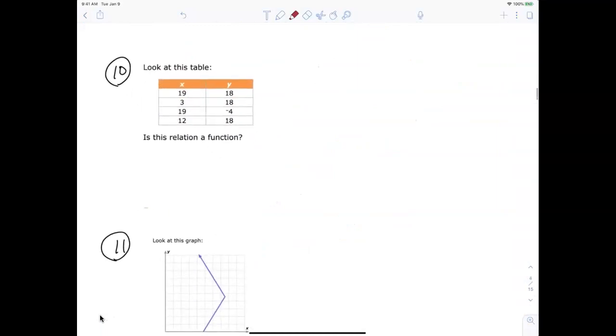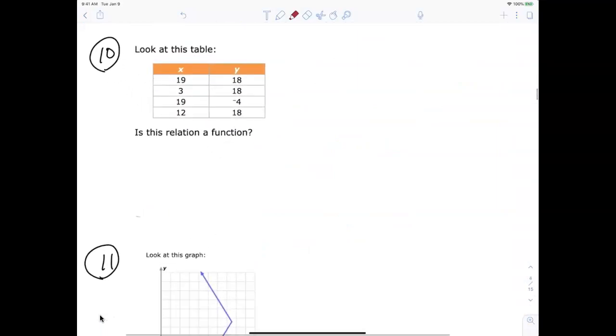Look at number 10. This is using a table, the other is using a graph. So what we do is, the only thing we look at is the x coordinates. 19, 3, 19. So we highlight 19 again. Notice that it occurs twice. So as soon as the x coordinate is listed twice, we say it's not a function.